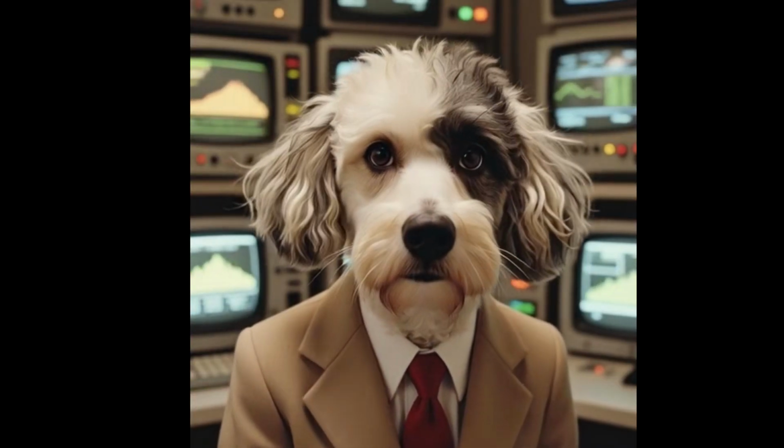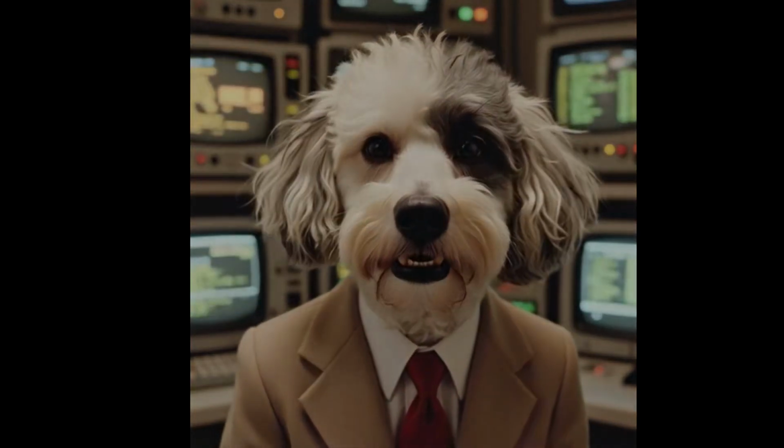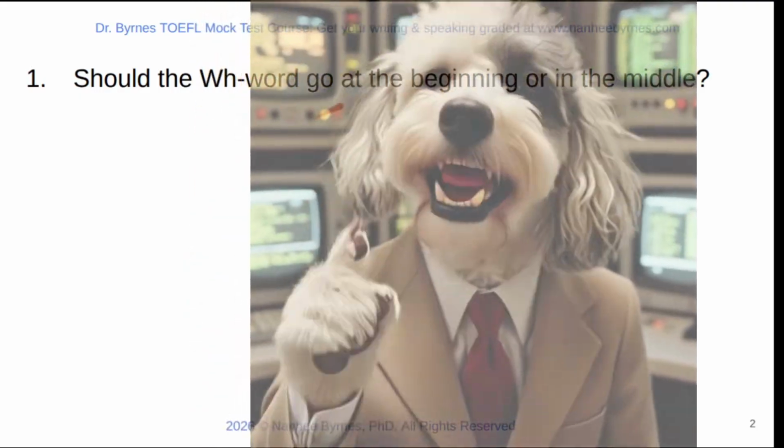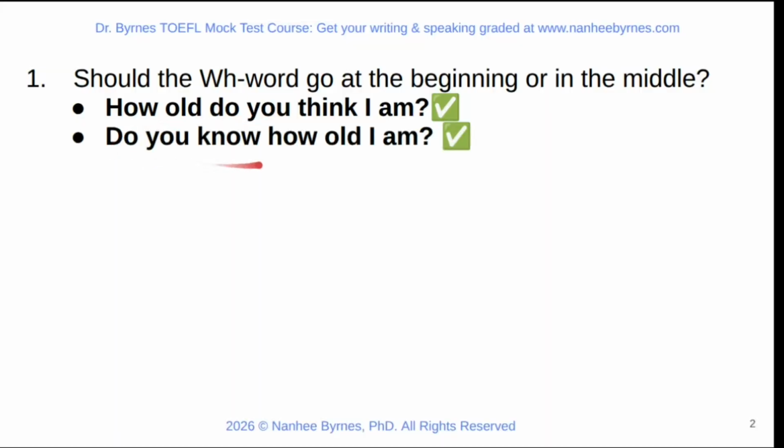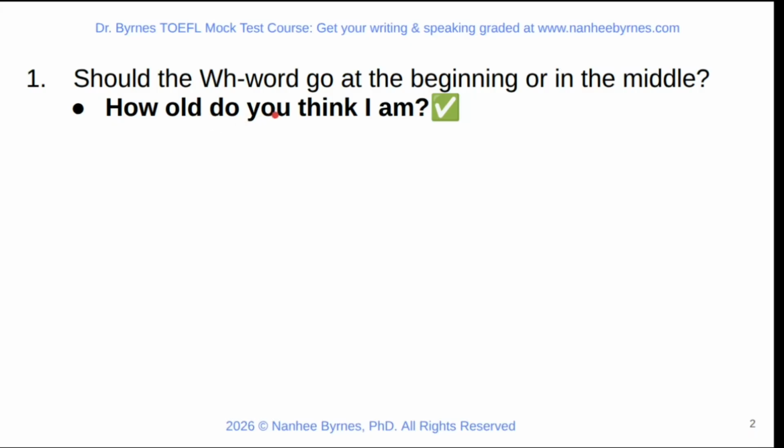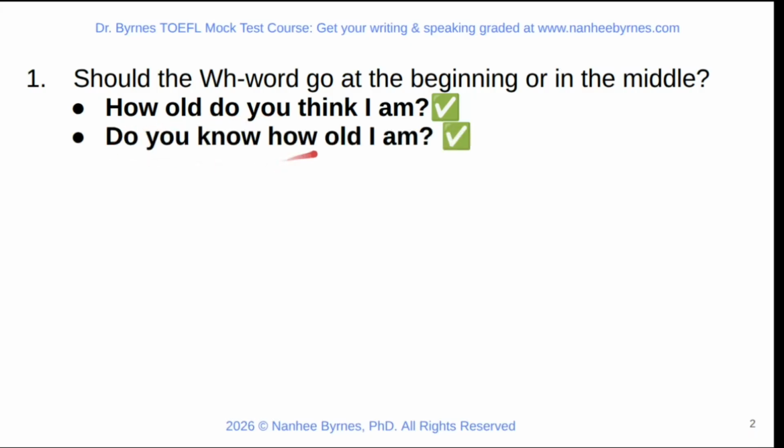Today, in TOEFL Writing Sentence Building, we're looking at an English grammar point that even advanced learners find confusing. Our big question today is this: should the which word go at the beginning of the sentence or in the middle? Let's look at two examples. How old do you think I am? Do you know how old I am?